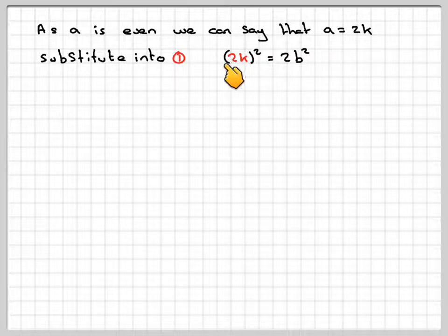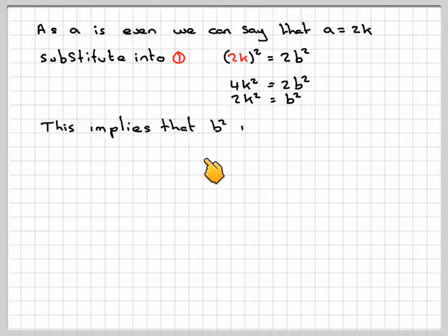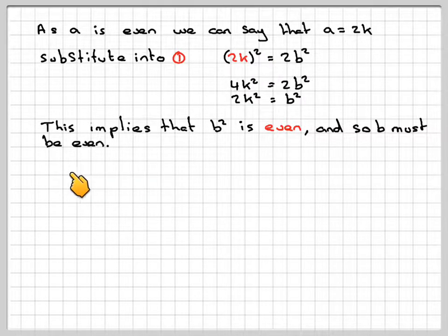If we square that, remember we have to square the 2 there as well, we're going to get 4k squared is equal to 2b squared. And then if we divide both sides by 2, we're going to get 2k squared is b squared, which now implies that b squared is an even number, because we're multiplying whatever this is by 2, it's going to be even. And therefore, if b squared is even, then b must also be even.